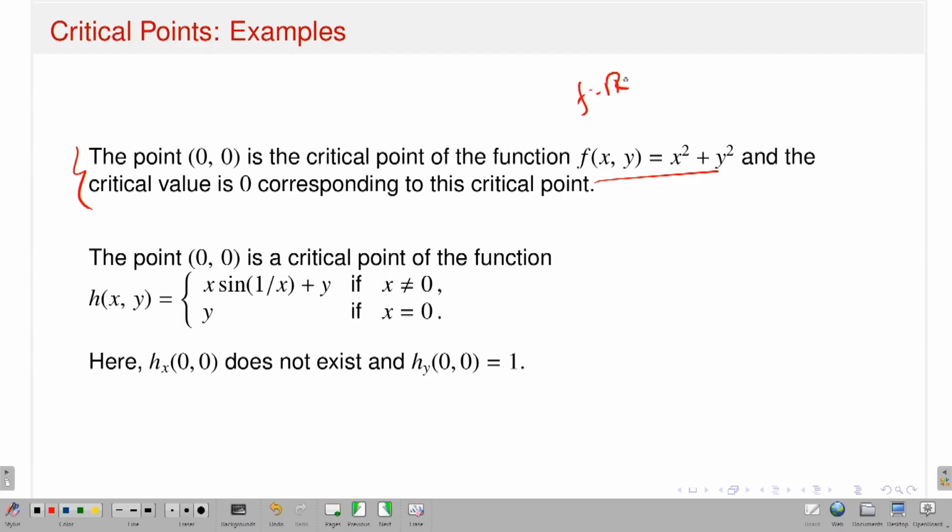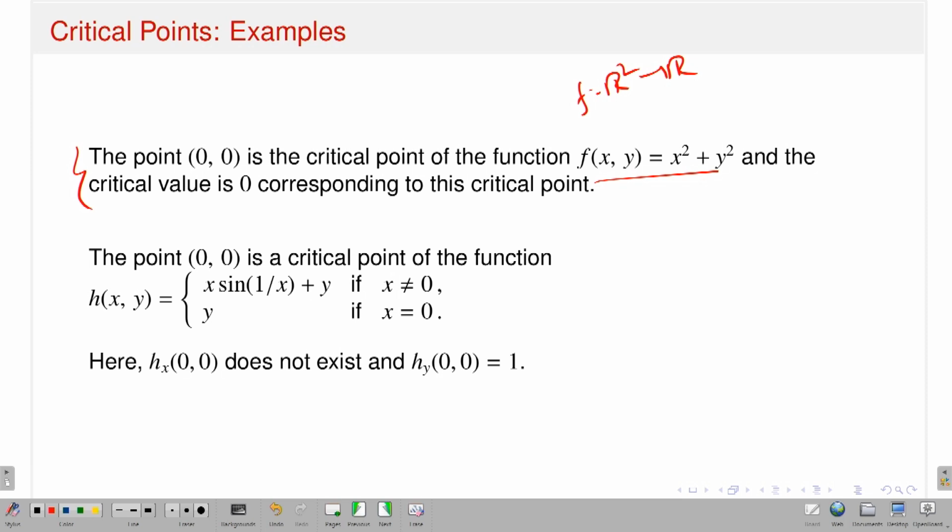So, it is a map from R² to R. Very nice functions, it is a polynomial in x and y. What is the definition of critical points? A point x star in E is a critical point if all the first order partial derivatives vanish at that point, or if one of the partial derivatives at that point does not exist. Now, this function is a very nice polynomial in x and y, so it is differentiable.